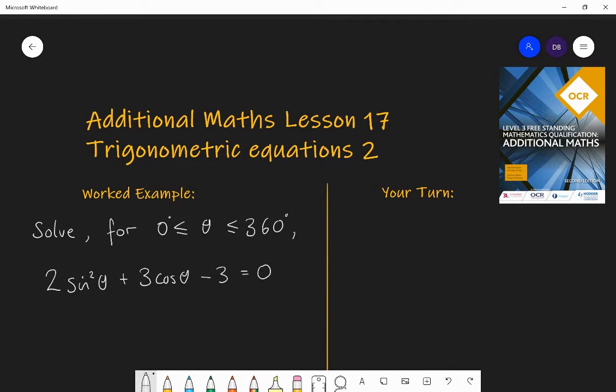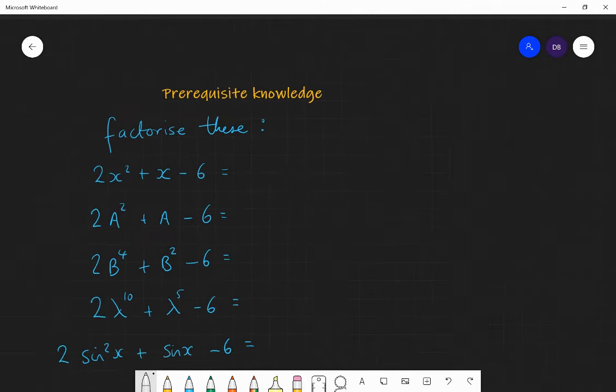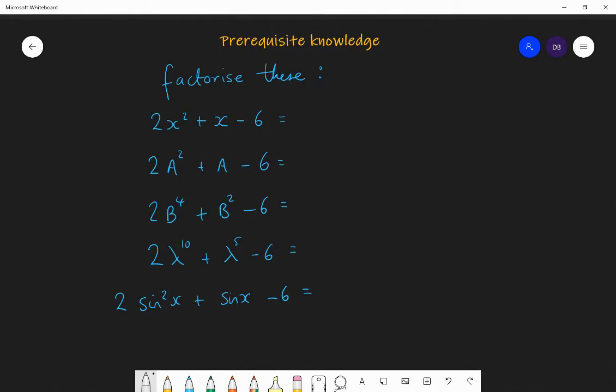Okay, before we do though, we need to make sure we know the trigonometric identities, and we also need to make sure that we can factorize well. So firstly, factorizing. Pause the video and have a go at factorizing these 5 quadratics here.